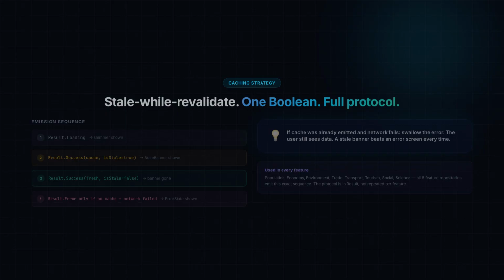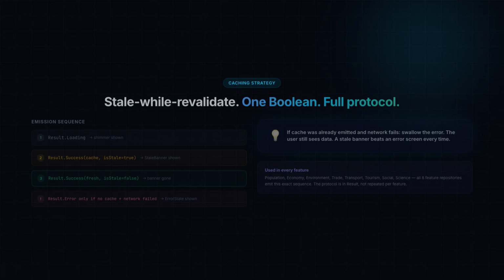The isStale field on the Success variant is the secret ingredient for the caching strategy this app uses, called stale-while-revalidate. Here is how it works. When the repository receives a request, it first checks the cache. If there is cache, it emits a Success immediately with isStale set to true. That is 1 emission, then it goes to the network.